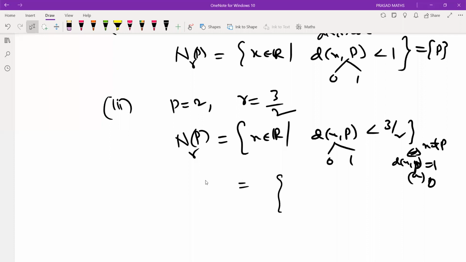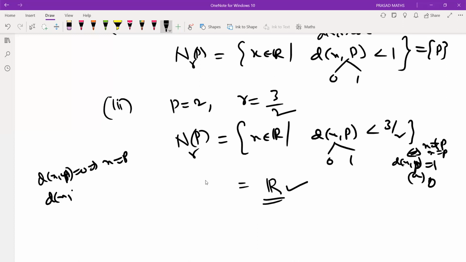Points that are not P satisfy it. Distance between x and P equal to 0 means x equals P, which satisfies it. So points that are not P satisfy it, and P itself satisfies it. Therefore, the set of all real numbers satisfies it. Since P satisfies it and points other than P satisfy it, it is the total real line. Understood? If we take the distance between x and P as 0, only P satisfies it. If we take the distance as 1, the distance is non-zero, and non-zero means by definition x is not equal to P. The point P satisfies it, and the points other than P satisfy it. Therefore, what do we get if we take the union? R. Therefore, the neighborhood of the point P with radius 3/2 is always R.